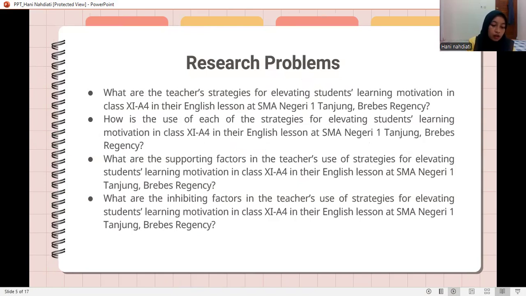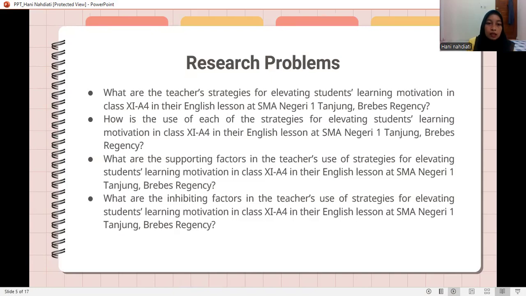Based on the background of the study and why I chose this topic, I propose some research problems. The first, what are the teacher strategies for elevating student learning motivation in class 11A4 in their English lesson at SMA Negeri 1 Tanjung Brebes Regency? The second, how is the use of each of the strategies for elevating students' learning motivation in class 11A4 in their English lesson at SMA Negeri 1 Tanjung Brebes Regency?